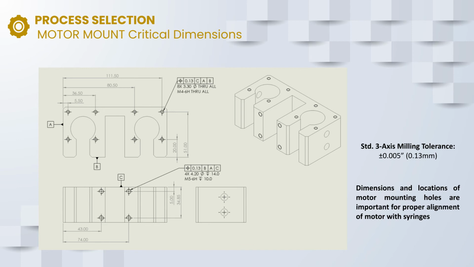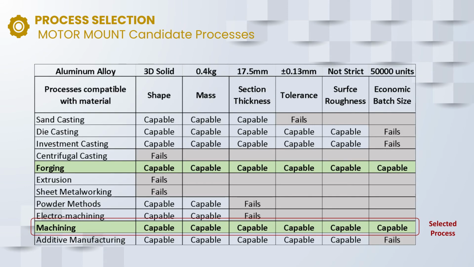The critical dimensions here are the dimensions and locations of the motor mounting holes to ensure correct alignment of the motor with the syringes. The motor mount was to be made out of aluminium alloy. Based on the size and weight, dimensions, tolerance, and batch size, we narrowed down the manufacturing processes to machining and forging. In the end, we chose to machine the motor mount.